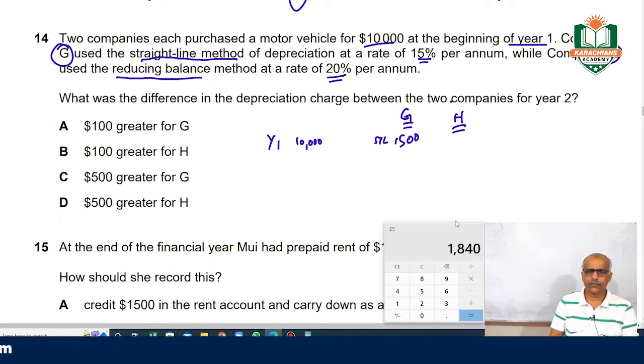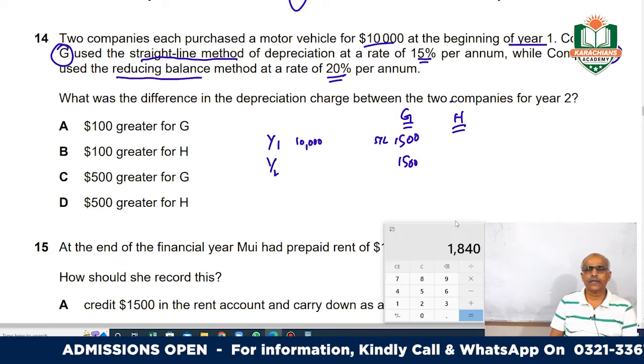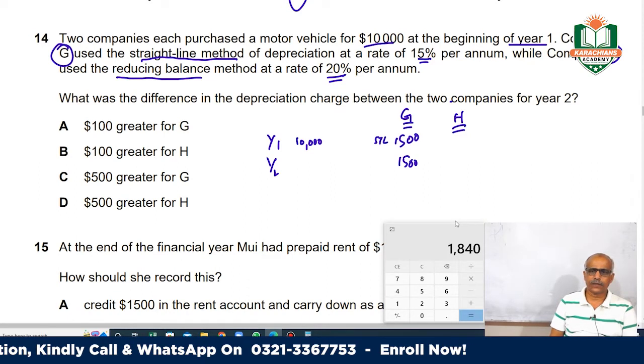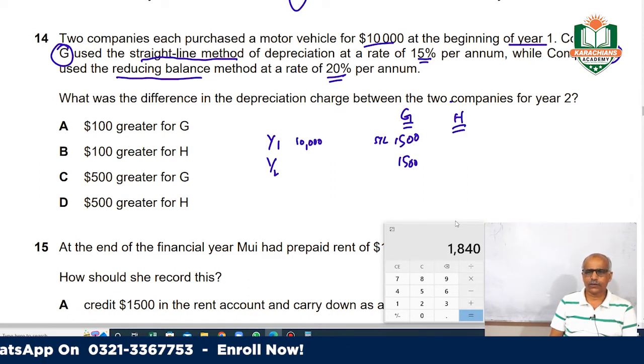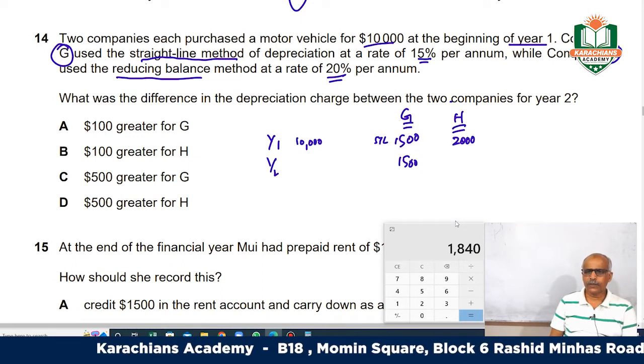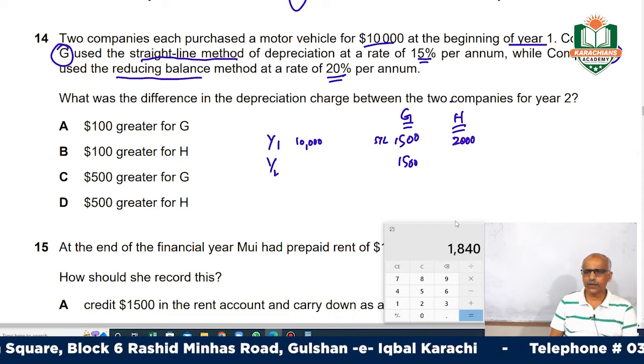So in year 2, this will even be 1,500, because in the straight line method you calculate depreciation for a year, and the same depreciation is charged until the whole life of the asset, on the original cost. But in reducing balance, 10,000 multiplied by 20% will be 2,000. So 2,000 will be your depreciation in company H. So there is a difference of 500.